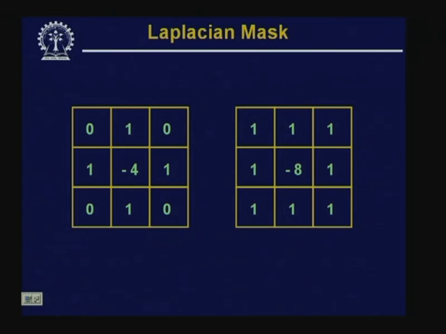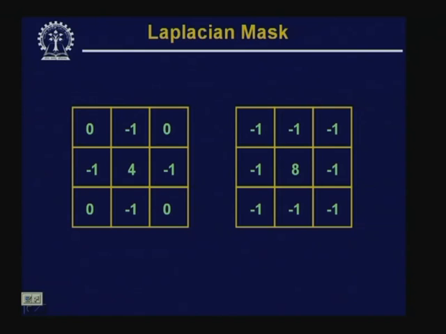Then we have said that for enhancement operation, we use the second order derivatives, and the kind of mask that we have used for second order derivative is the Laplacian mask. For the Laplacian mask, these are the two different masks which we have used for the Laplacian operation. We can also use another type of mask where the center coefficient is positive. In the earlier masks, the center coefficient is negative, whereas all the neighboring coefficients are positive. In this case, the center coefficient is positive, whereas all other neighboring coefficients are negative.